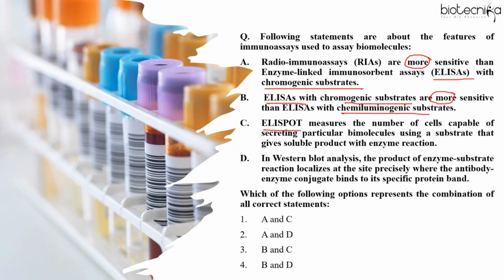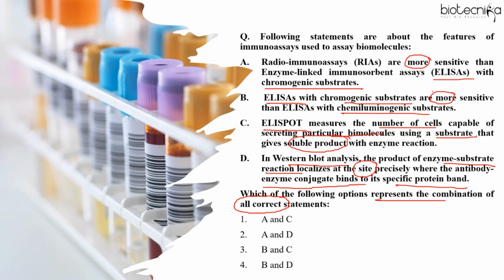C is ELISA spot measures the number of cells capable of secreting particular biomolecules using a substrate that gives a soluble product with enzyme reaction. And D is that in Western blot analysis, the product of the enzyme-substrate reaction localizes at the site precisely where the antibody-enzyme conjugate binds to its specific protein band. So, which of the following options represents the combination of all correct statements?